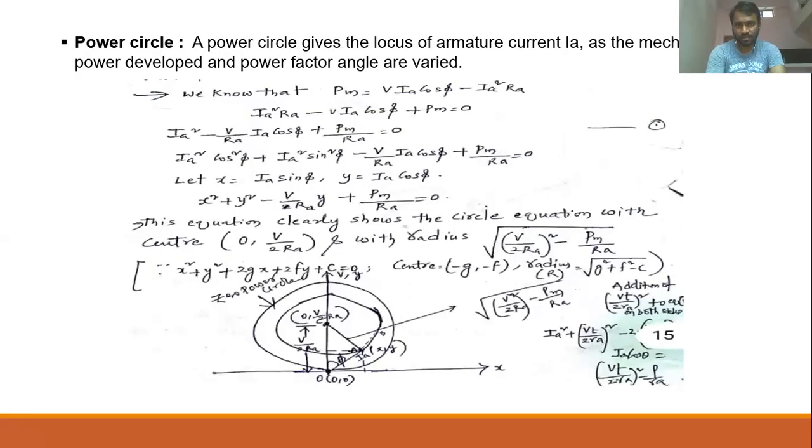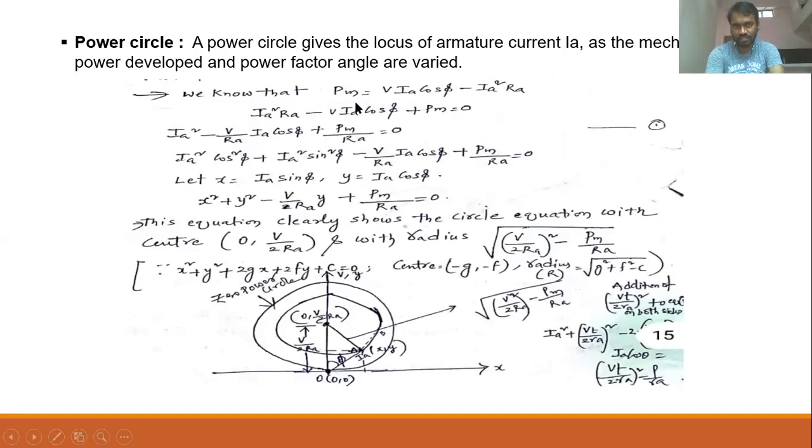Power circle gives us the locus of armature current IA, mechanical power developed and power factor angle when varied here. So here small derivations are there. We know for a synchronous motor, input power equals mechanical power plus losses here. So input power can be considered as V into IA into cos phi. Mechanical power is PM and losses is nothing but IA square into RA.